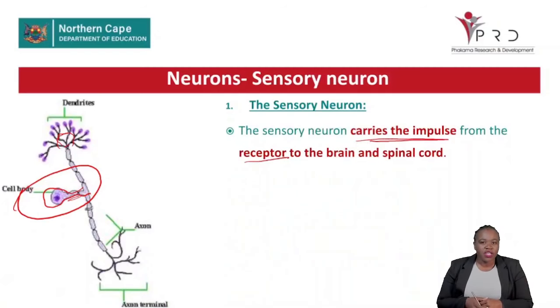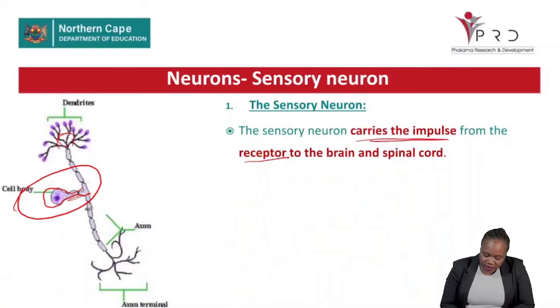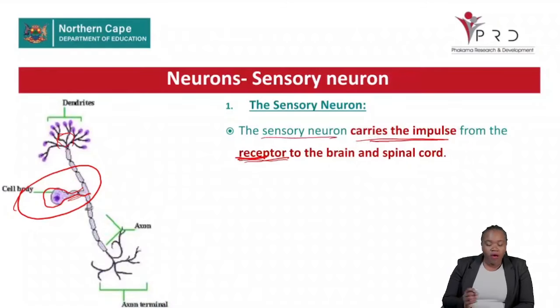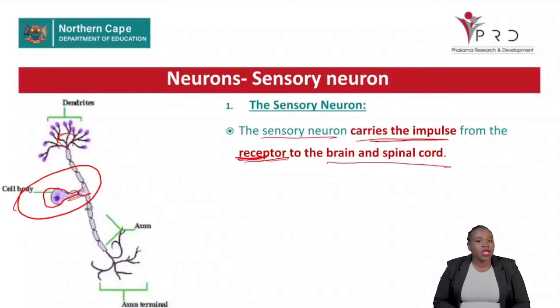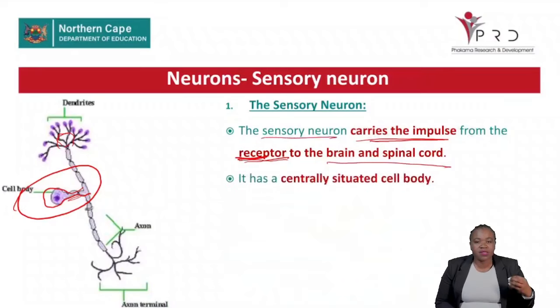So any change that happens in the external environment, any stimulus from the external environment, is going to be received by this receptor. So the receptor is responsible to receive, right? It transmits. The sensory neuron carries impulses from the receptor to the brain and to the spinal cord. So this is the first part that transmits impulses, right?